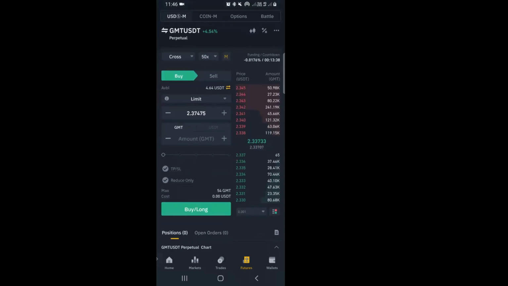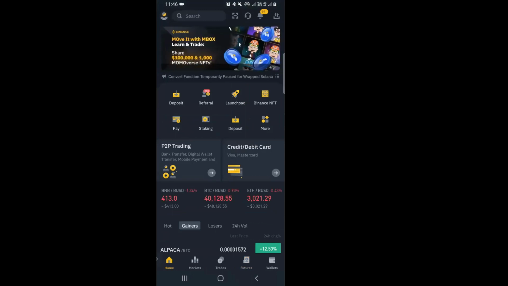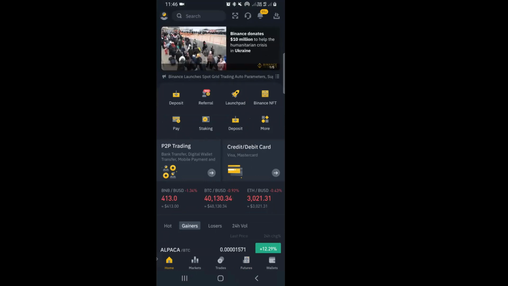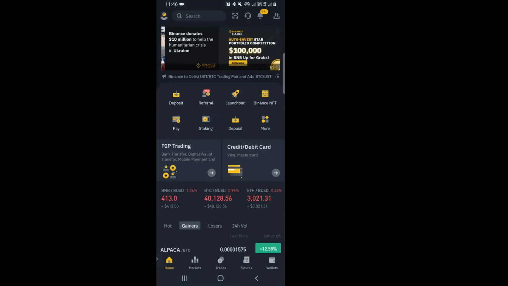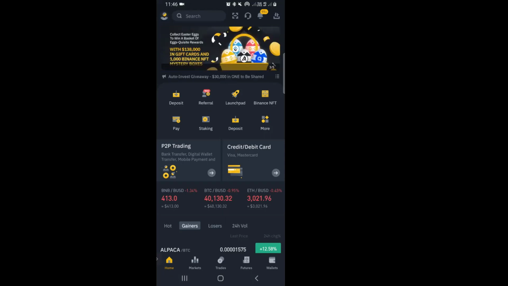So here is future. Under Binance, this is the Binance homepage. Under Binance, we have other markets, but we have three major types of markets, and they are the spot market, P2P market, and future market. These are the three most used crypto markets under Binance.